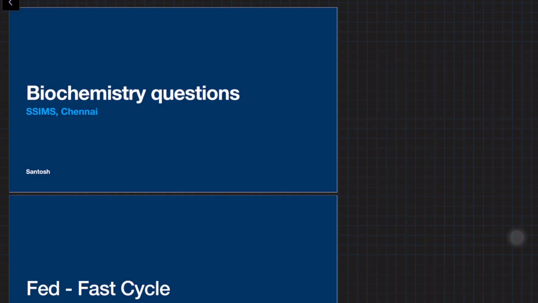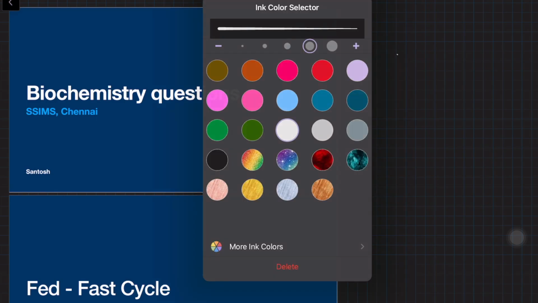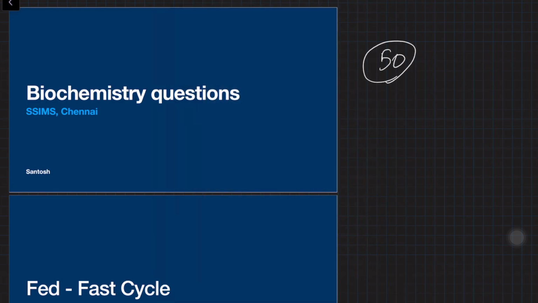Let's start with biochemistry questions. Totally 50 questions were asked. So in the exam, out of 300, 16 come from biochemistry. I hope you had a fruitful lecture. And now let's continue with the test and discussion.